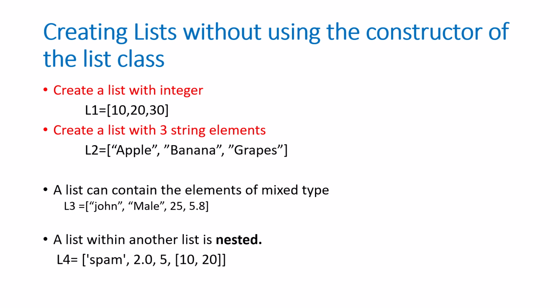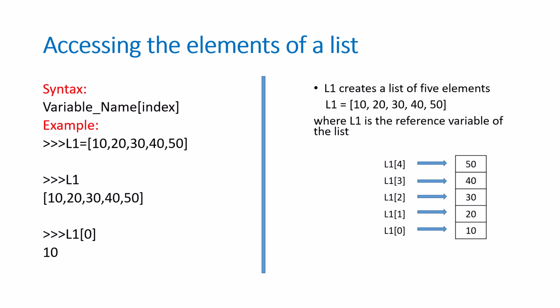A list within another list is nested. So we can create a list inside another list. So L4 equal to, we have the square brackets, span, 2.0, 5, and within this we can have one more nested list where we have 10, 20.